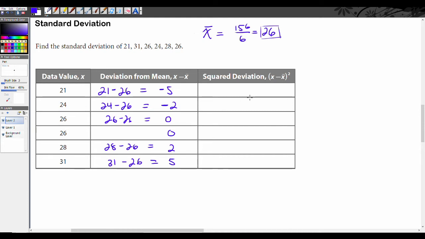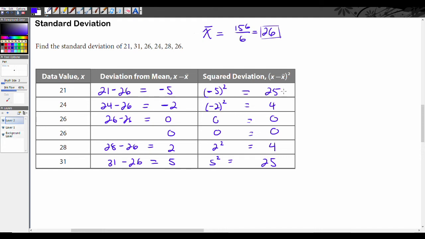Multiply them by themselves. So what's negative 5 squared? Well, that equals positive 25. You know what else equals positive 25? 5 squared equals positive 25. Okay, so here we have negative 2 squared, and that equals 4. And 2 squared also equals 4. And obviously 0 squared equals 0.